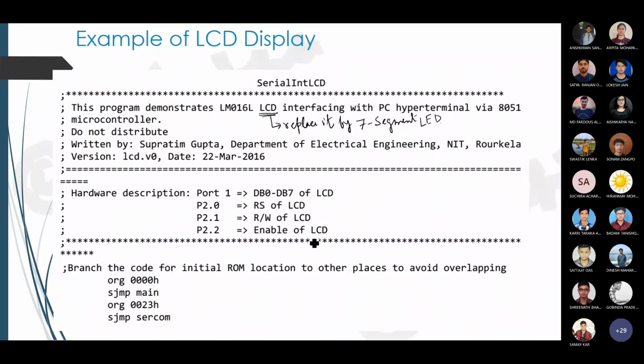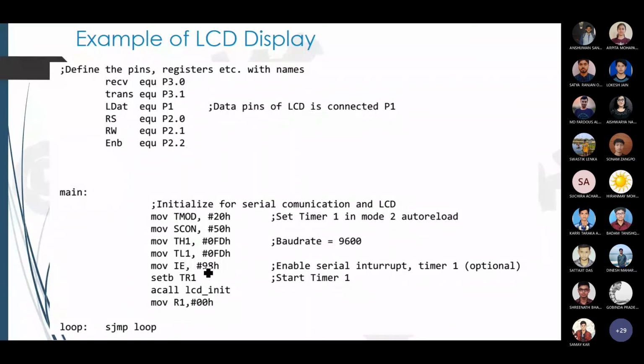And then we can work with that, right? You see that we have used this 0023 serial communication subroutine. And then in the main routine, what we are doing is enabling. So notice this IE content, enable the serial interrupt, timer 1. Okay. So timer 1, we can go for optional one.